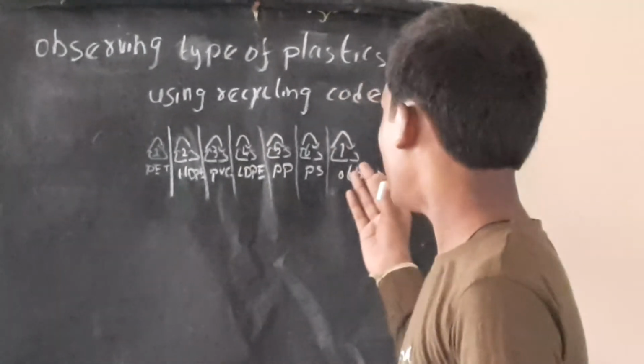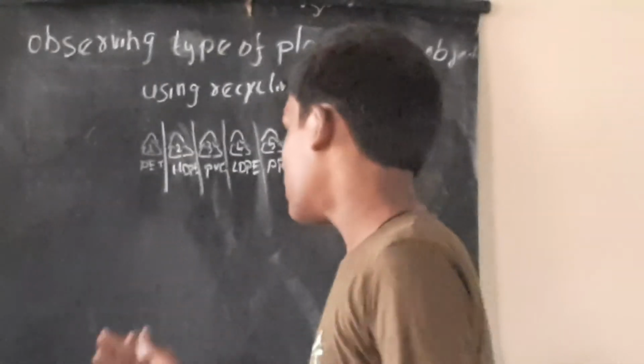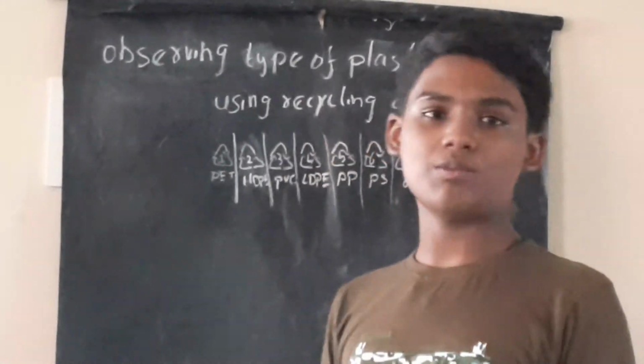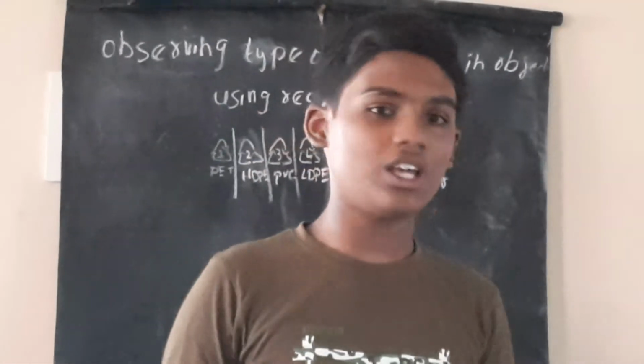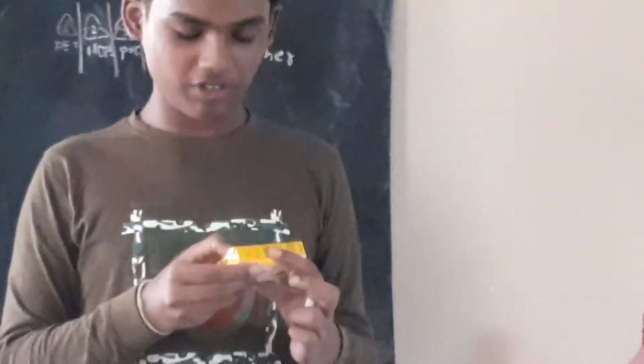Okay, so now we can observe 7, other. Other means, friends, that here you are observing so many symbols. The combination of these symbols is called 7, other. So this 7, other is also there on objects. Let us see. Here you are observing a soap cover. In this cover we can observe the small 7 and down written other.